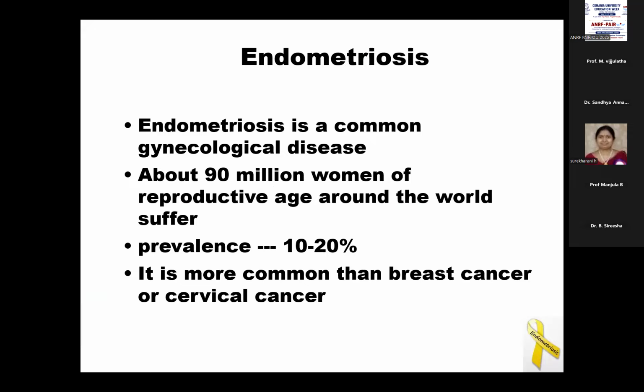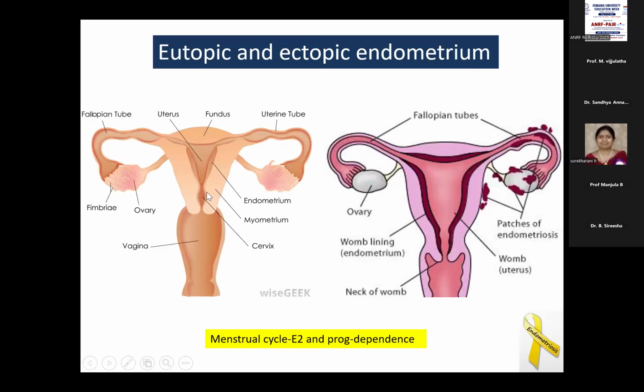What is endometriosis? Endometriosis is a very common gynecological disorder. About 90 million women in the world will suffer with this, and the prevalence is 10 to 20% of reproductive age women, and it is more common than breast cancer and cervical cancer. So what is it basically? So endometrium is the inner lining of the uterus where the implantation occurs if the fertilization takes place.